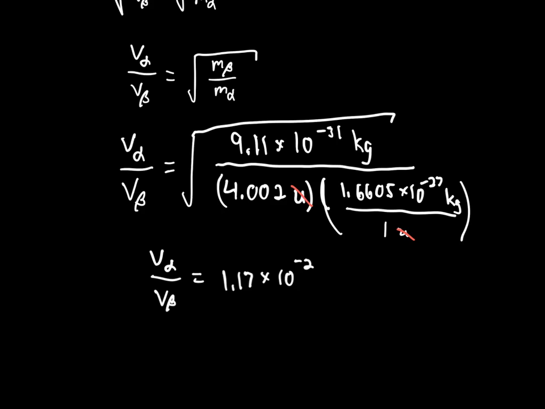What are the units? Kilograms squared? No. I have kilograms divided by kilograms. What happens to the kilograms? They go away. No units in a ratio. Any questions on that one?